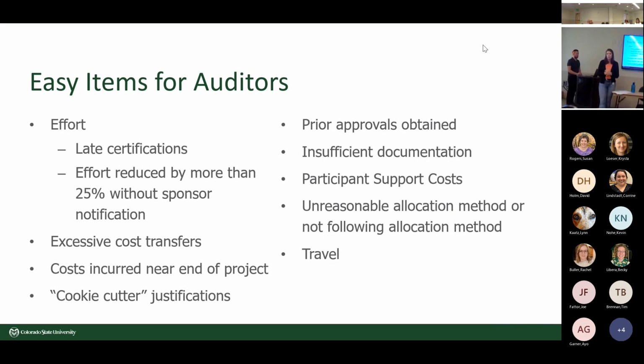Excessive is a relative term, so everyone has a different interpretation of that, but the auditors are going to have their interpretation. So minimizing cost transfers.